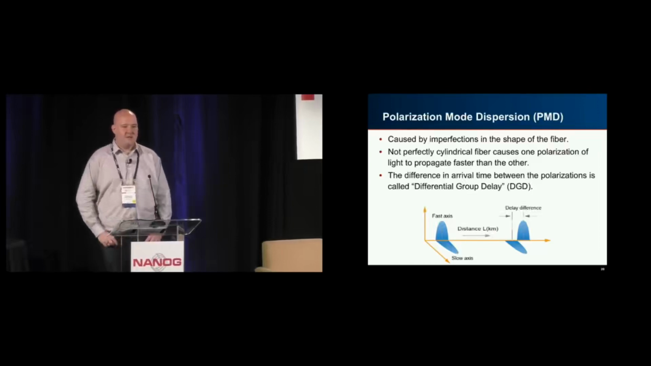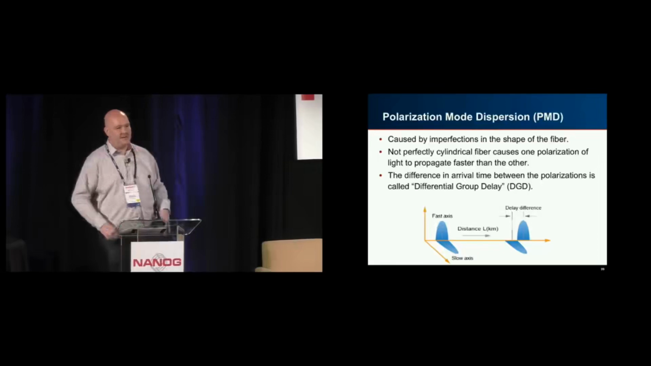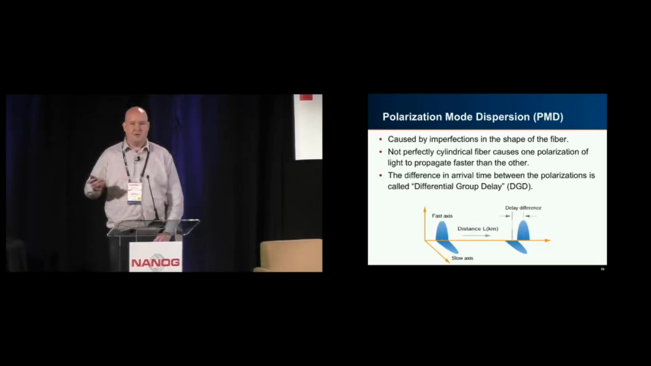The other major type of dispersion is PMD, polarization mode dispersion. What's happening here is you've got this cylindrical fiber, but nothing is ever manufactured exactly perfect. So different polarizations of light will propagate faster. You're looking at an X and a Y axis of this three-dimensional fiber, and at the end of some distance of fiber, the horizontal polarization might have arrived at a different speed than the vertical polarization. That difference is called DGD, differential group delay, and it causes impairments to the fiber. It makes it harder to recover that signal.